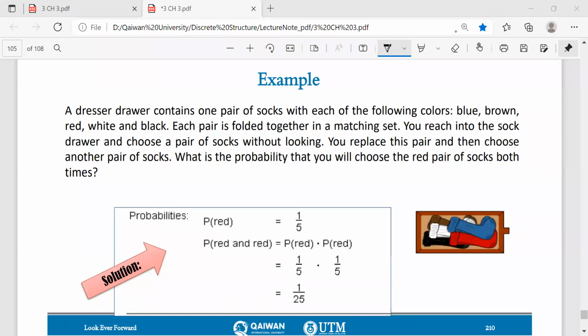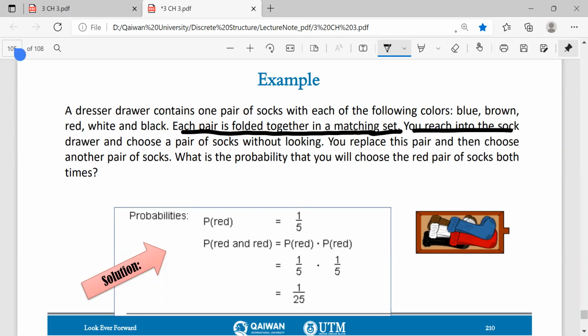Here we have an example. It says a dresser drawer contains 1 pair of socks with each of the following colors. We have a pair of socks of blue color, brown, red, white, and black. Here we have 5 pairs of socks, and each one is a different color. Each pair is folded together in a matching set.